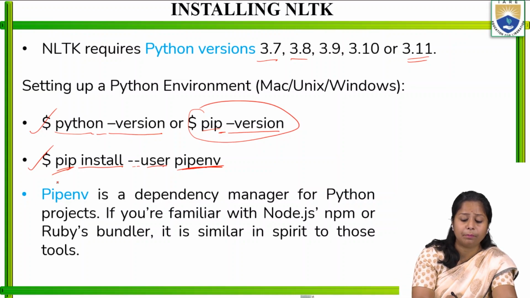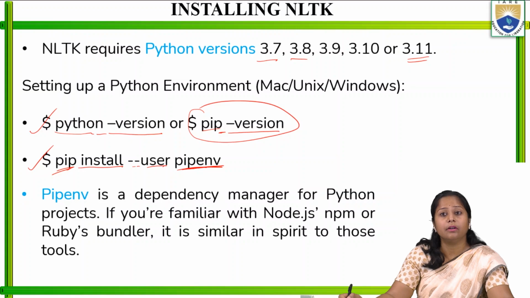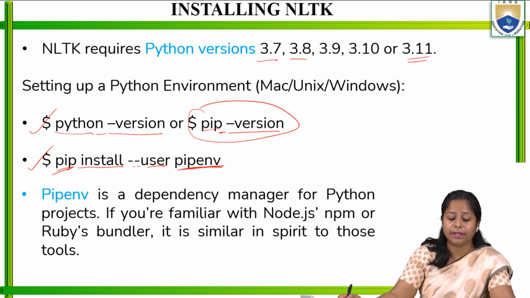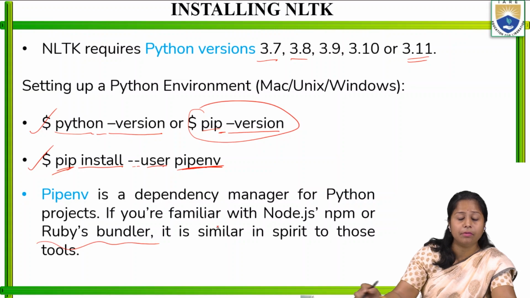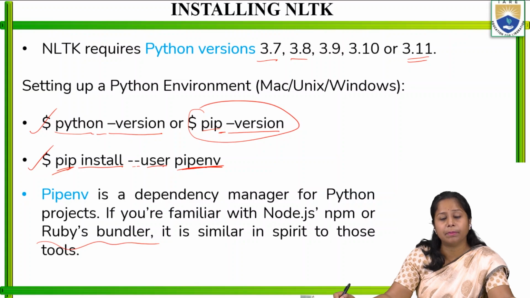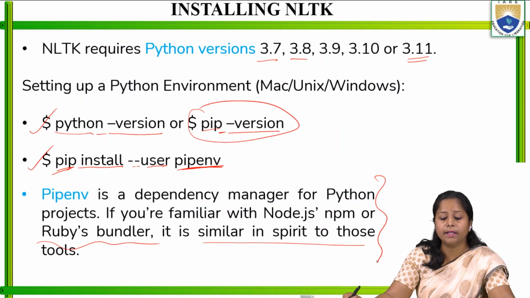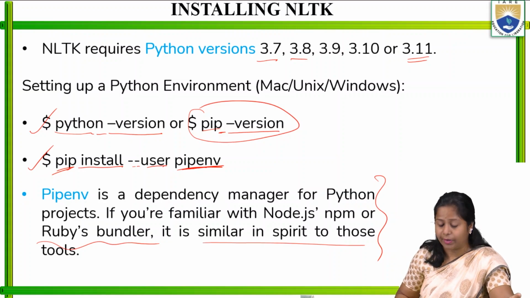Now, what is pipenv? That is a dependency manager for Python projects. If you are familiar with Node.js's NPM and Ruby's Bundler, these are the same kind of dependency manager as pipenv. So that is similar in spirit to those tools. Like this, we can install Python, check Python's version, and then set the proper path to run the NLTK library functions.